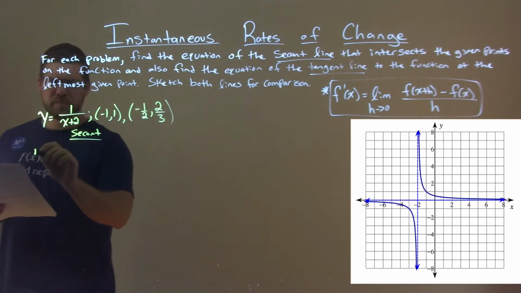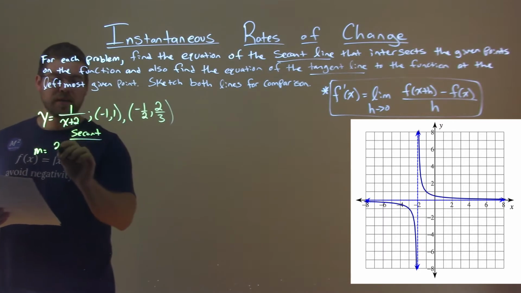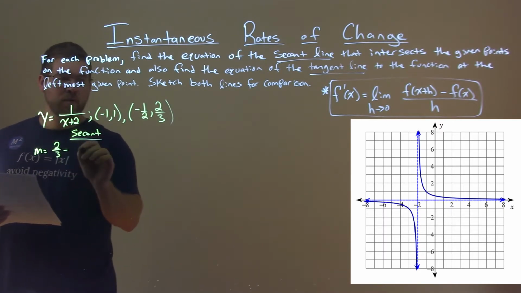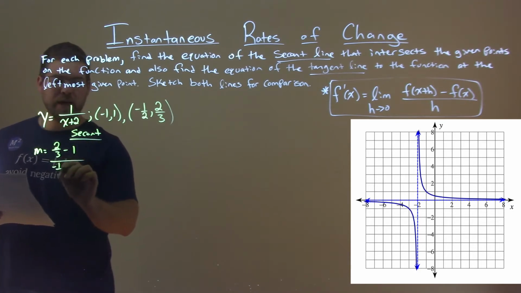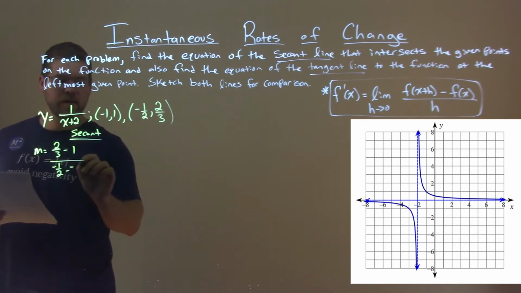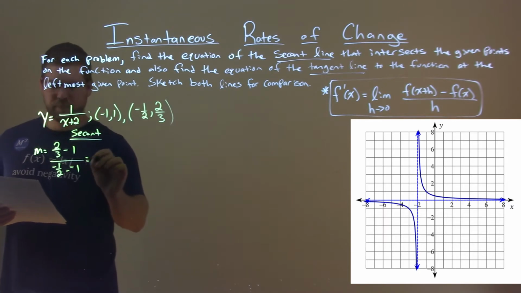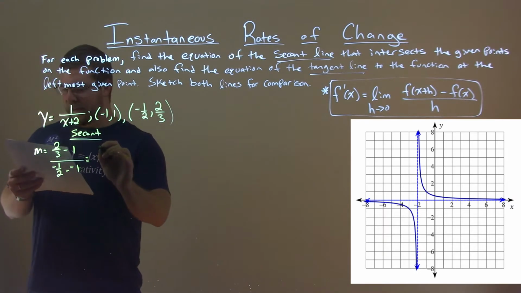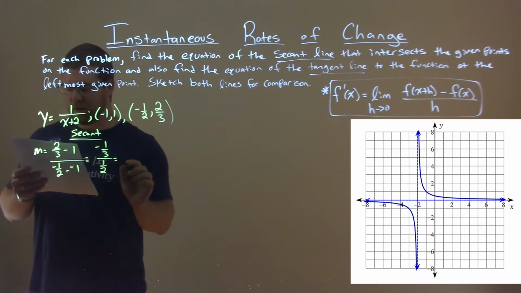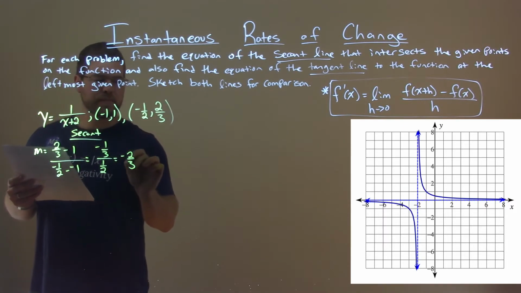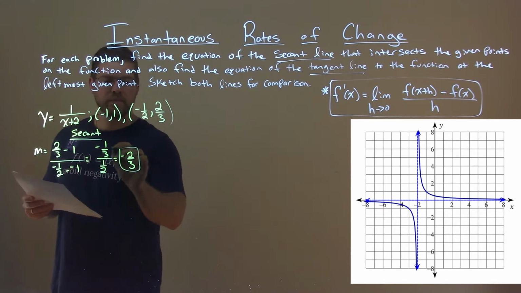So our slope is equal to our y2, 2/3, minus our y1, which is 1, over x2, negative 1/2, minus x1, negative 1. This comes out to be a negative 1/3 over a 1/2, which hopefully you're pretty good at doing, as a negative 2/3. And again, that's our slope value.